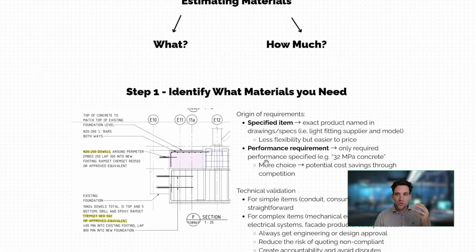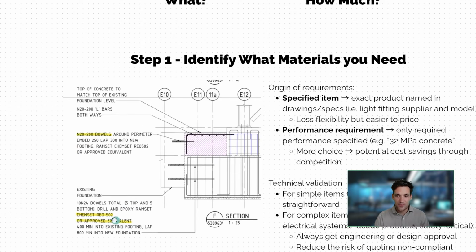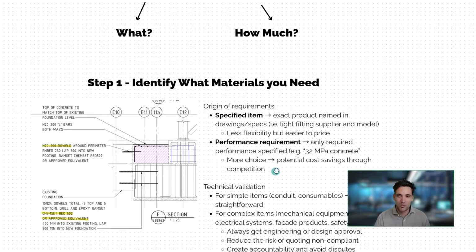Now, there's really two sources of requirements for materials. In the drawings, we might have an explicit product nominated, in which case, very easy, that's the product we have to get quotes for. Or the alternative is we'll have some sort of material specification or performance requirement. So instead of specifying some exact product or supplier we need to go to, the drawings will just say something like, we need to provide 32 MPa concrete. Now, with this specified item, it's generally easier. The drawings will just tell us exactly what we need to get. For example, ChemSet Rio 502 or approved equivalent. It's telling us the exact product we want.